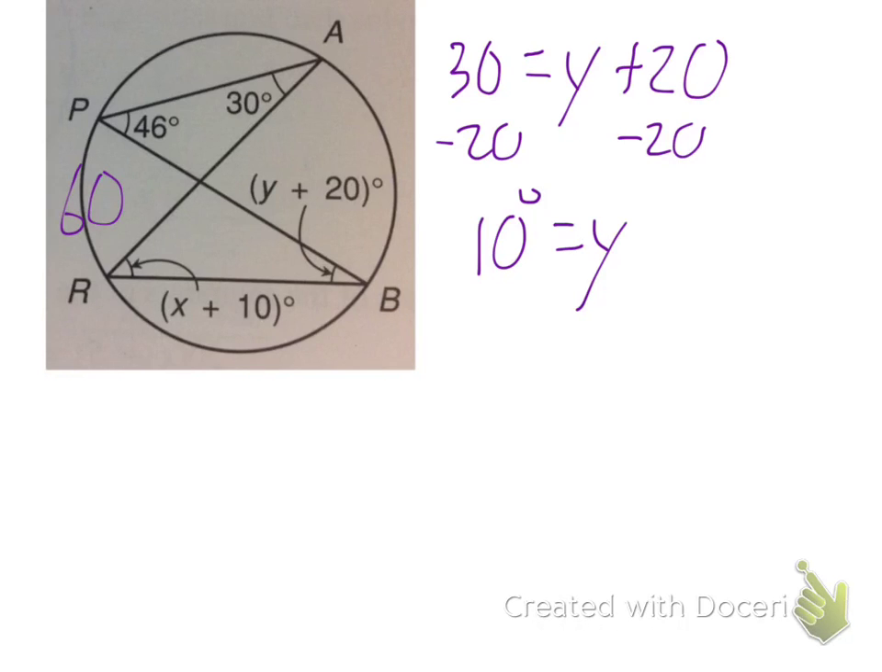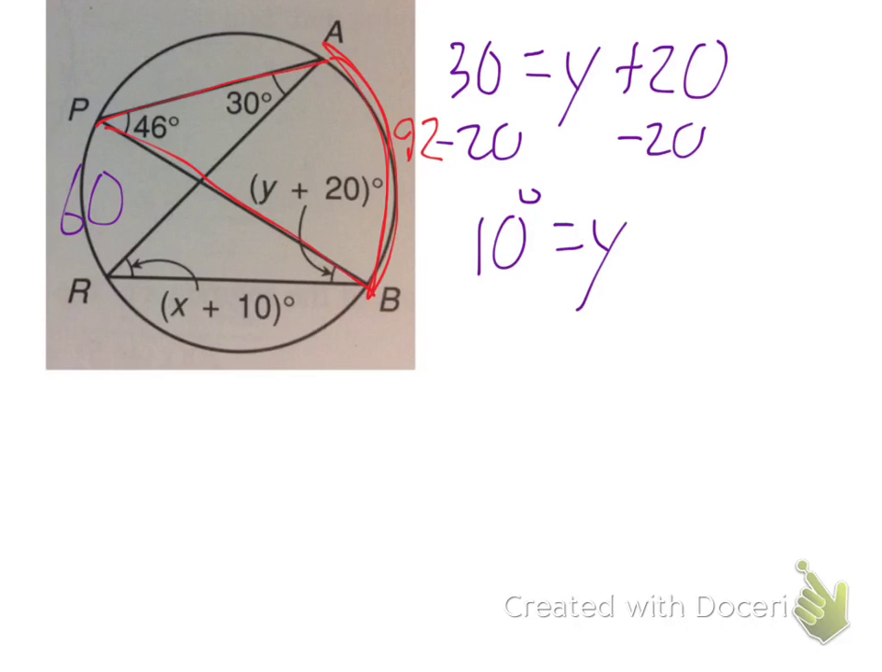Okay? Can you guys do the same thing to solve for x? Try it on your own. Okay, changing colors. Now, look at this. Angle 46 opens to this arc here, which means that red arc is double 46. Yeah, so 92.